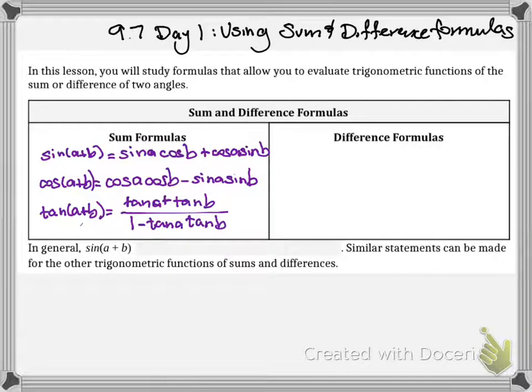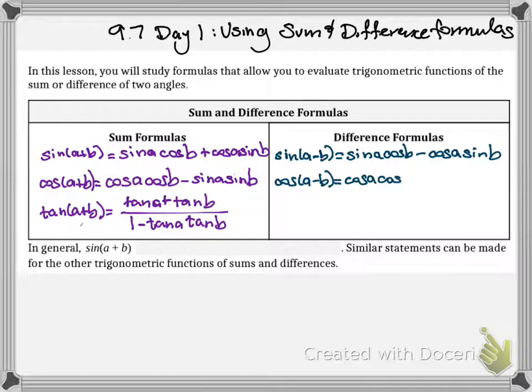Then we have our difference formulas. So we would have sine of A minus B is the same as the left except the opposite sign. So sine of A times cosine of B minus cosine of A sine of B. Cosine of A minus B is cosine of A cosine of B, and this is plus sine of A sine of B. Then tangent of A minus B is the same as the other one, just flip all the signs.